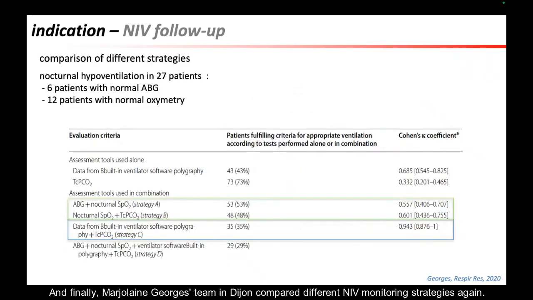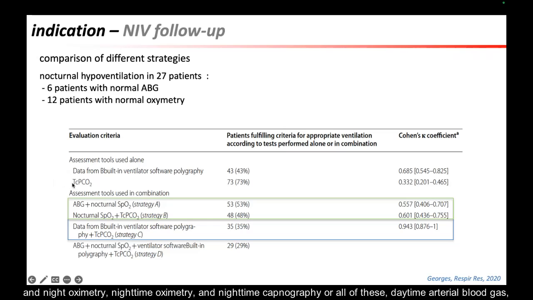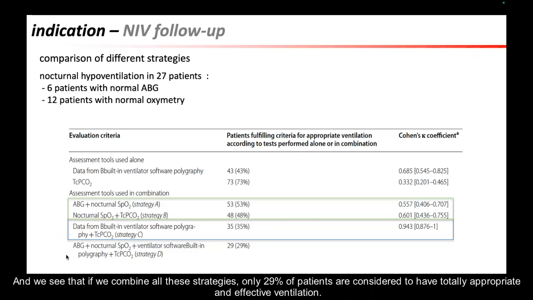And finally, Marjolaine Georges' team in Dijon compared different NIV monitoring strategies again. Here you can see the different strategies. Either just reading data from the ventilation software, or only nighttime capnography, or a strategy that combines blood gas and nighttime oximetry, or nighttime oximetry and nighttime capnography, or all of these. Daytime arterial blood gas, nighttime oximetry, software data reading, and capnography.